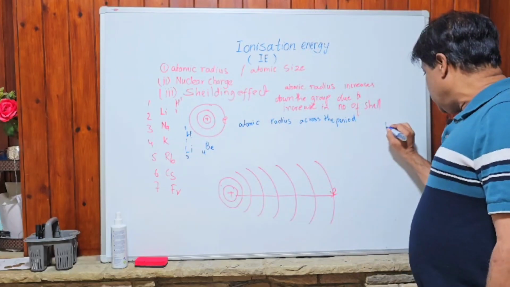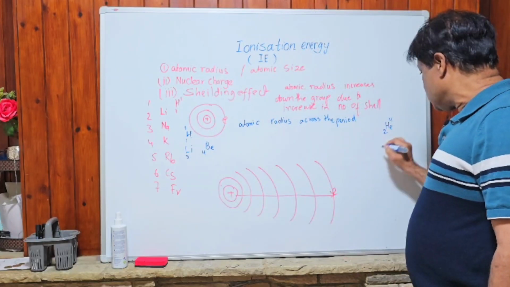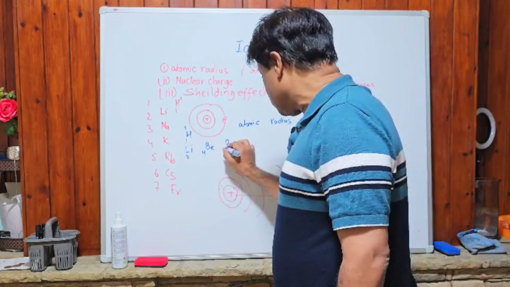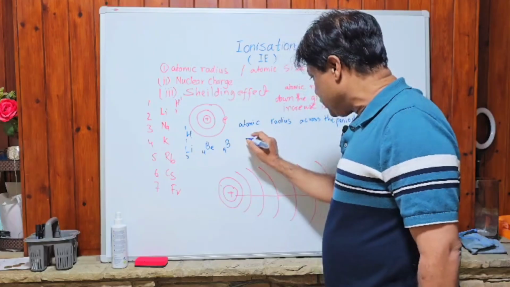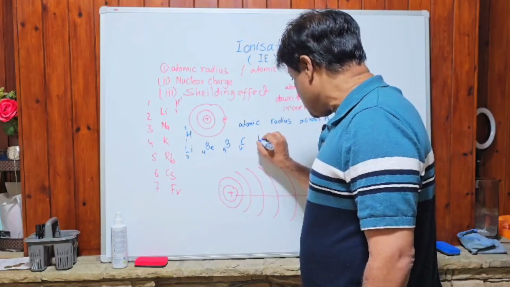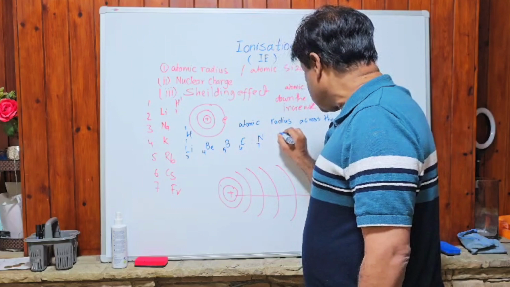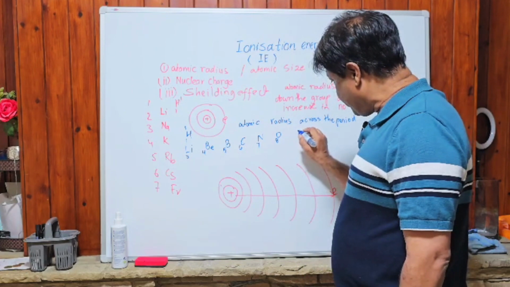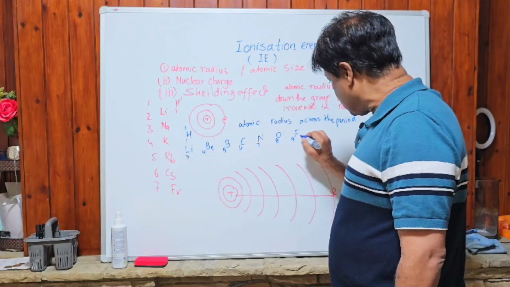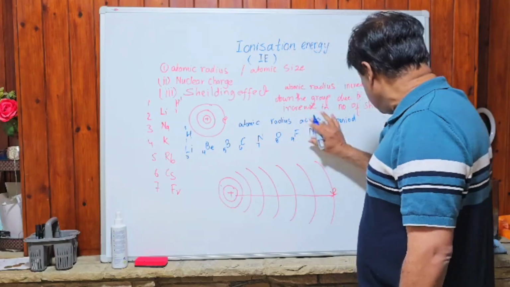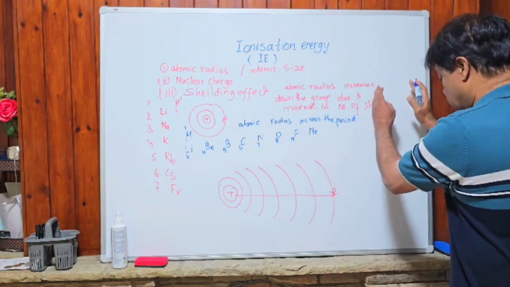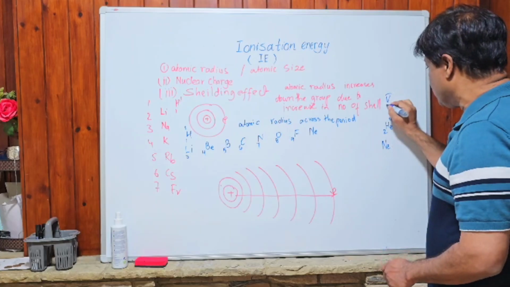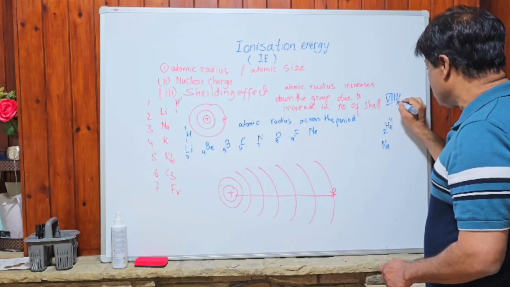Beryllium, boron 5 electrons, carbon 6 electrons, nitrogen 7 electrons, oxygen 8 electrons, then we have fluorine 9 electrons, neon 10 electrons. Neon should be here, guys. So helium and neon are in group 0 or group 8. This is called group 8 element or group 0 element.